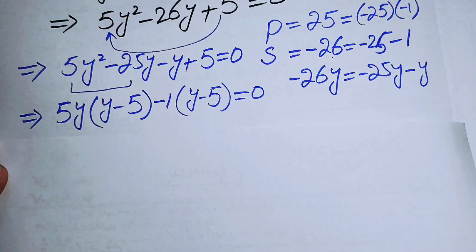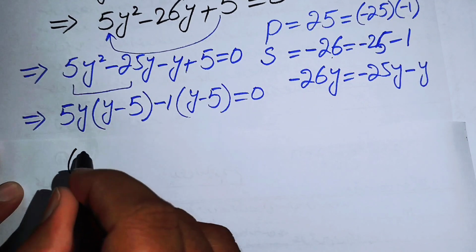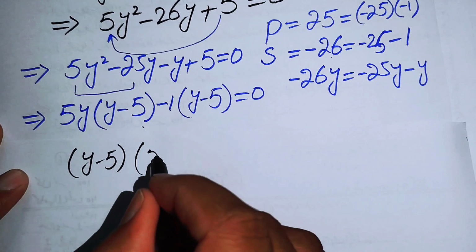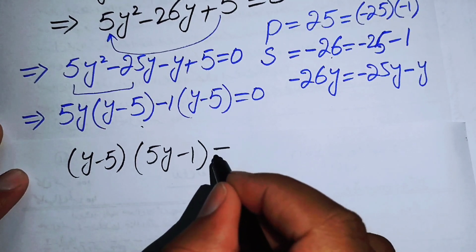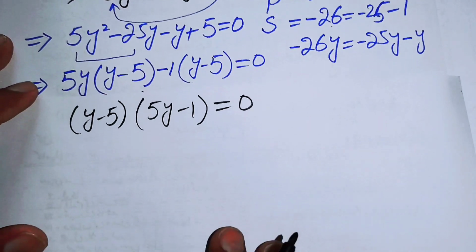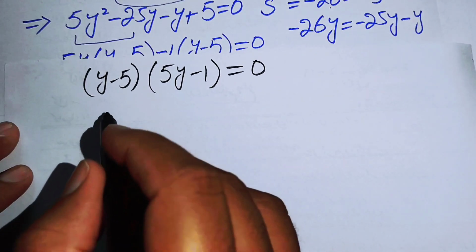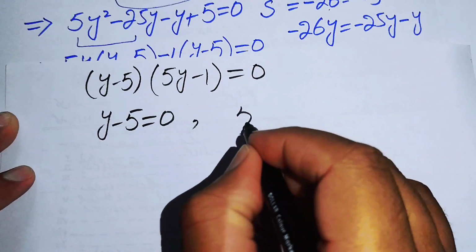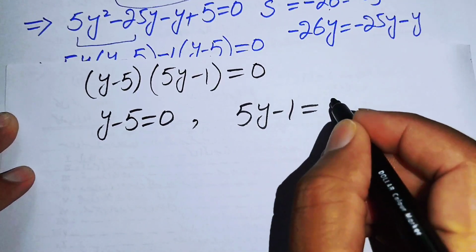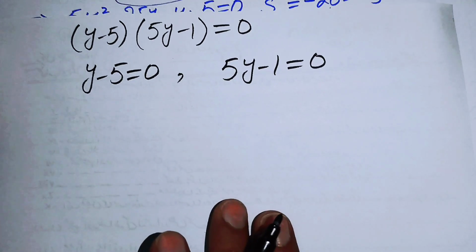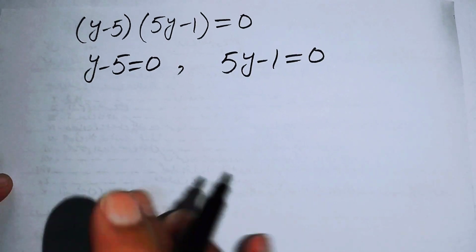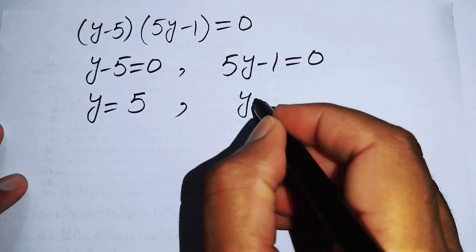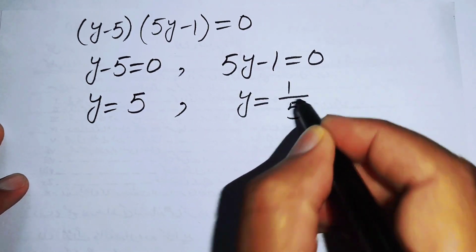After this step, we will take common (y minus 5) from both of the terms, so that you get (y minus 5) times (5y minus 1) is equal to 0. So here you have two cases. The first case is we take y minus 5 is equal to 0, and the other case is we take 5y minus 1 is equal to 0. So in the first case you get the value of y is equal to 5, and in this case you get the value of y is 1 over 5.